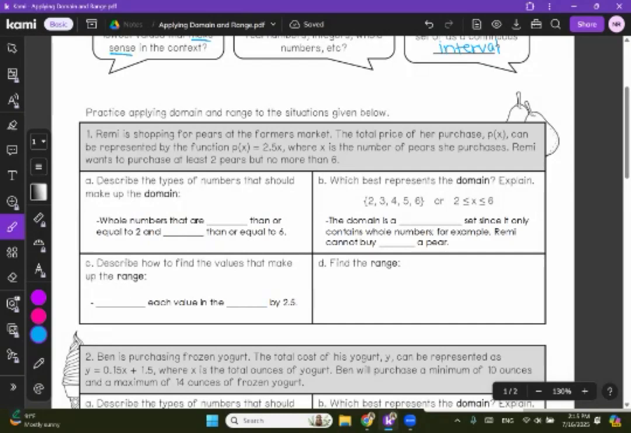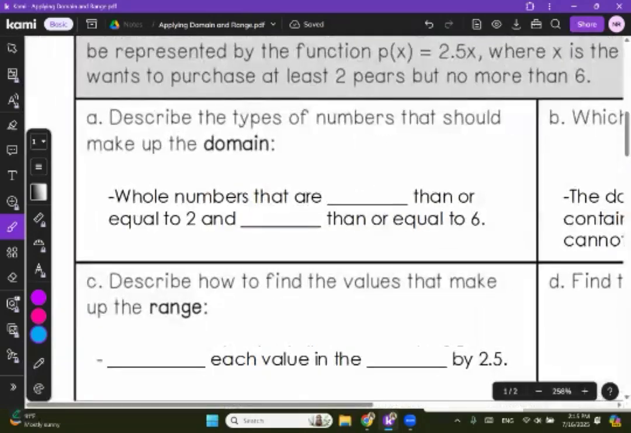Well, if you're purchasing pears, think about it. Can you purchase part of a pear? No, they won't let you just go up to the store and cut off half of a pear. No, whole numbers are the only thing that makes sense in this context. Whole numbers that are greater than or equal to 2, but still less than or equal to 6. She wants 2, but no more than 6. So she wants 6, 5, 4, 3, 2.